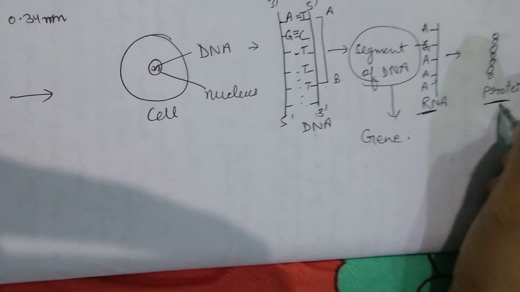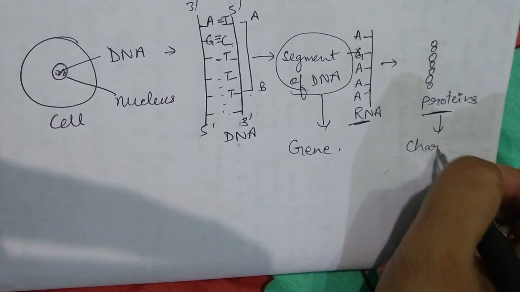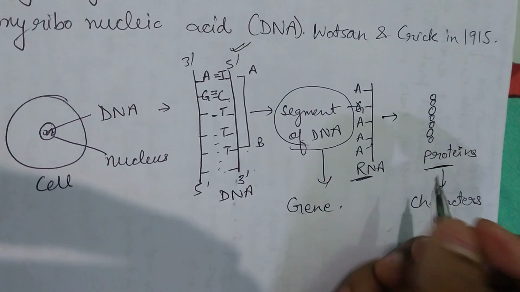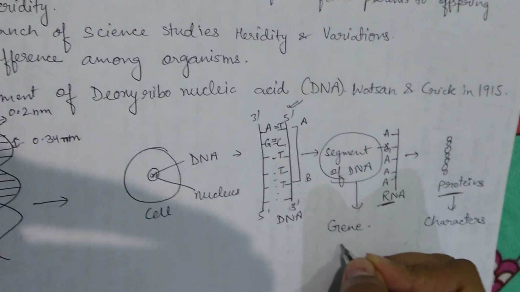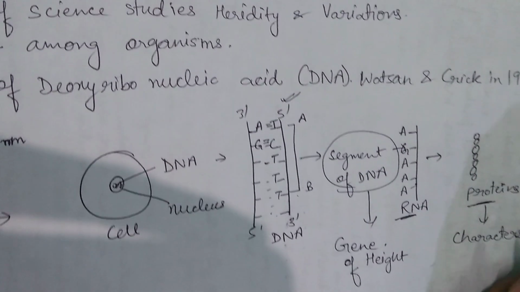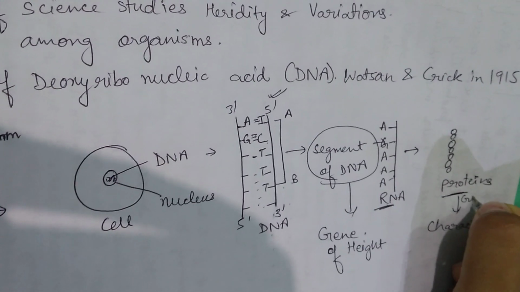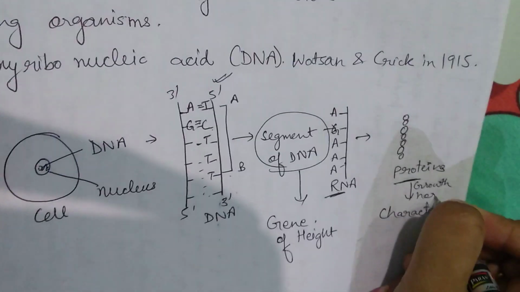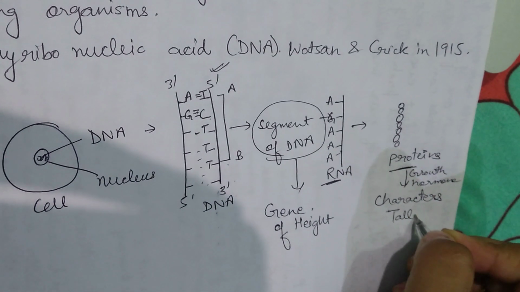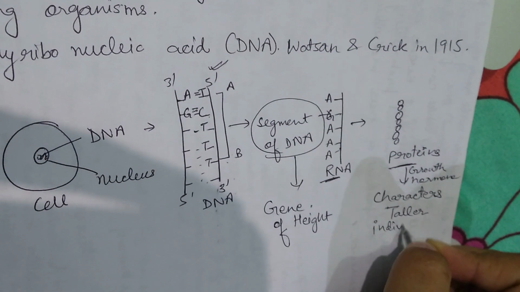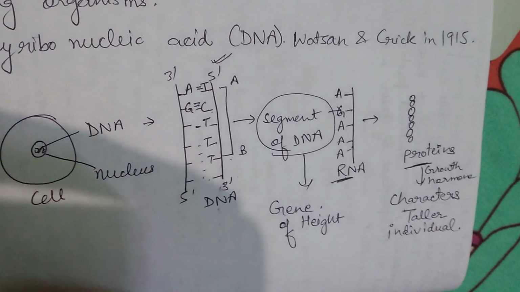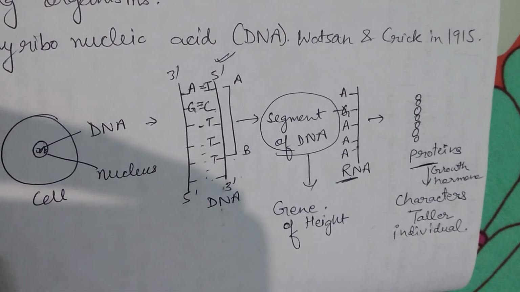And genes, in the form of proteins, give rise to characters. For example, if the segment is a gene for height, this protein will result in the formation of growth hormone. This growth hormone expression will result in a taller individual, which is the character of that individual. Therefore, the study of how genes are passed from parents to offspring comes under genetics.